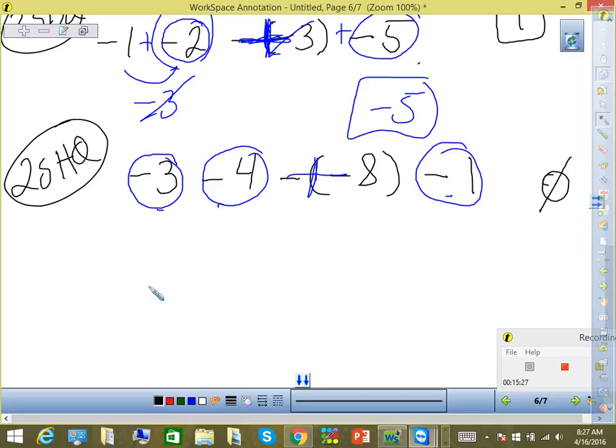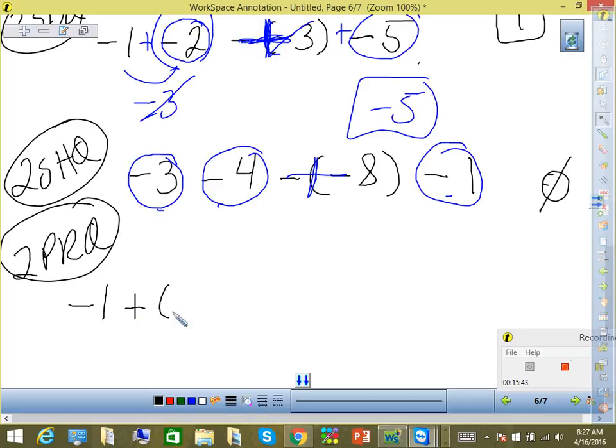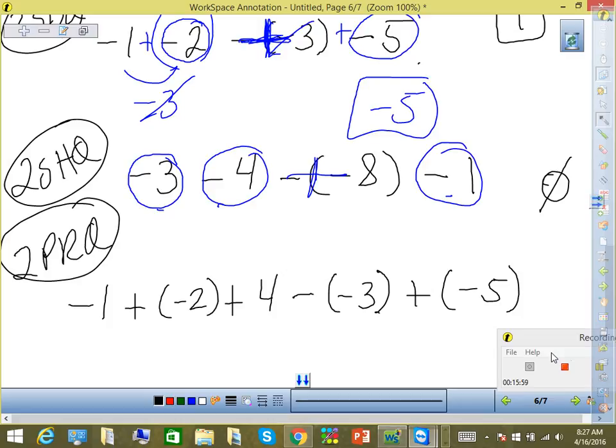All right. So here goes the challenge 1. I'm going to do addition and subtraction. Example 2, Power Rangers cube. Here we go. -1 plus -2 plus 4 minus -3 plus -5. See what you do with that. Keep it to yourself. Don't say it out loud.